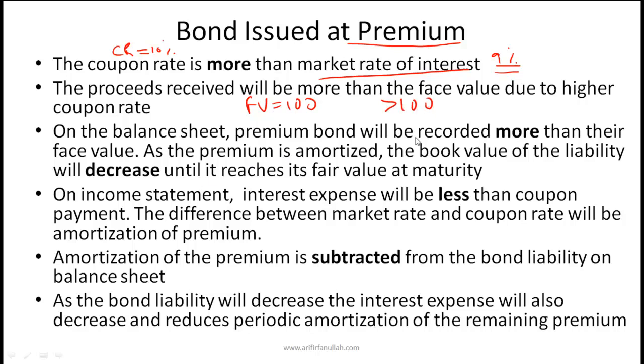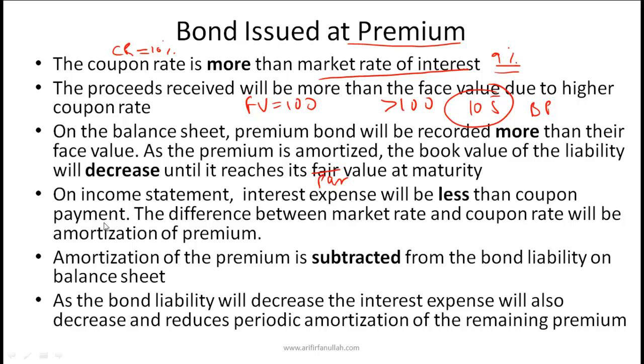On the balance sheet, the premium bond will be recorded more than face value. So let's say if the proceeds are 105, then on the balance sheet we will record cash equal to 105 because that's what we've received. And also the bond payable liability will be recorded at 105. And then over time, the premium is amortized. The book value of the liability will ultimately decrease until it reaches its, actually we should say, par value at maturity.